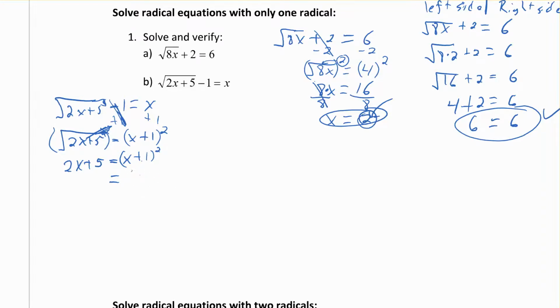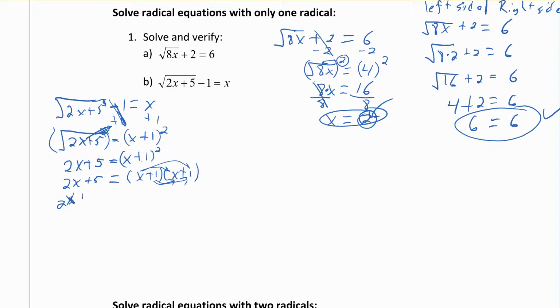We need to rewrite this as x plus 1 times x plus 1. That's what x plus 1 squared is. So we need to make sure that we actually do that, and then we FOIL it. So that times that, that times that, and that, right? Your old FOIL thing. So that's the next step there. So I'm just going to rewrite what I have left here, just underneath.